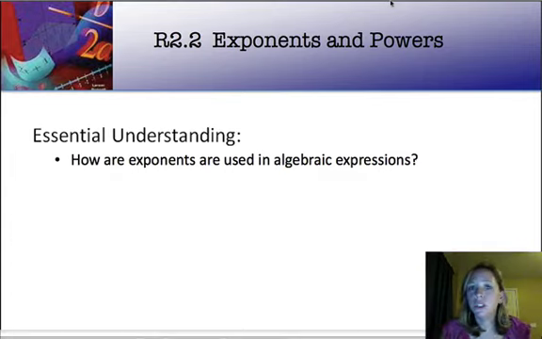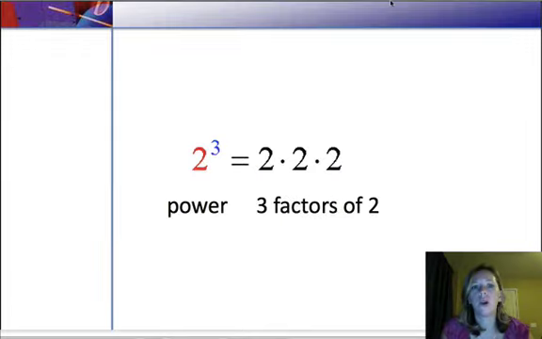This is Review Unit 2 in our second section, so R2.2 Exponents and Powers. And our essential question for this lesson is, how are exponents used in algebraic expressions? So let's start. When we're looking at exponents, sometimes we call them powers.